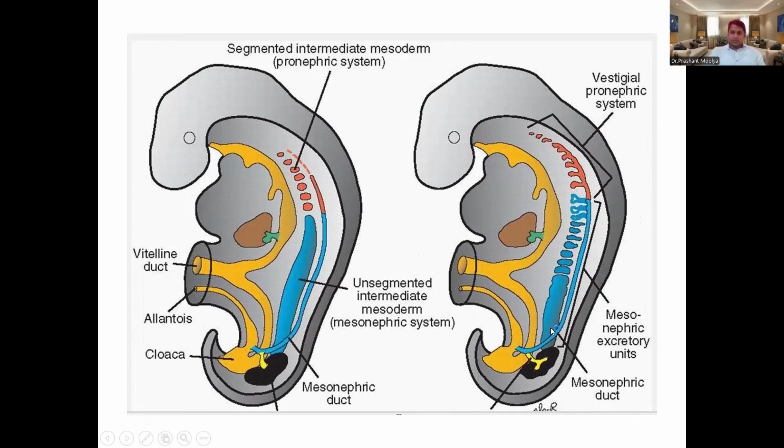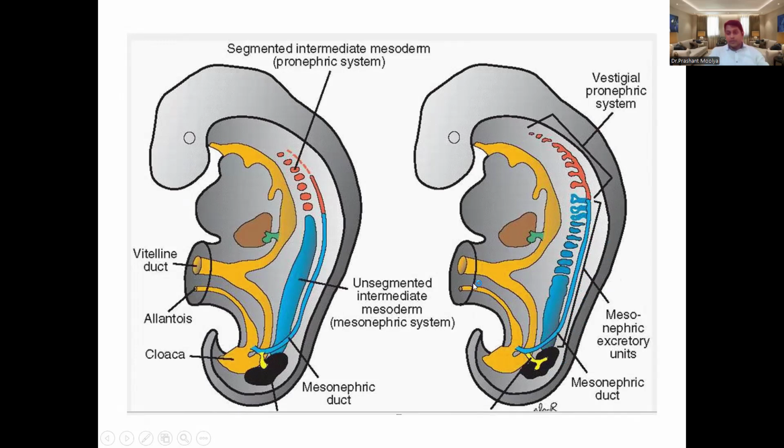Now this duct system, which is formed later on, contributes to the adult kidney, giving the ureteric bud, as well as contributing to the male reproductive system. You know, the duct system in the male reproductive system, that's the ejaculatory duct. So this is the one which contributes to that: the mesonephric duct. This is called the mesonephric duct.